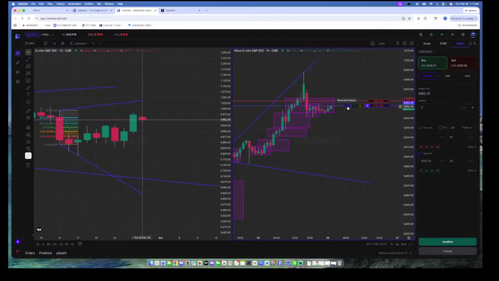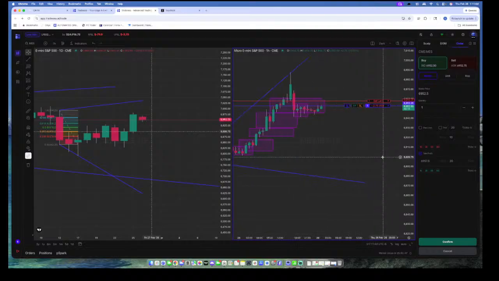And you can click this little button here if you wanted to reverse. That's nice. To go flat, I guess you would just hit X, so you could close that out. But yeah, it's really a nice platform, and it seems to be really fast. So I'm really digging it so far.